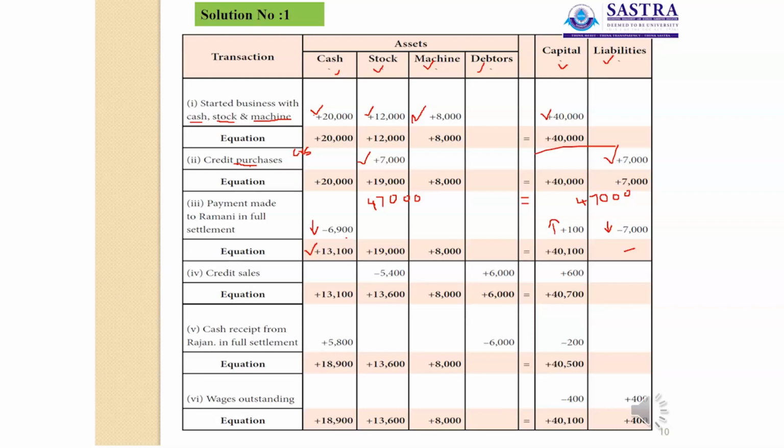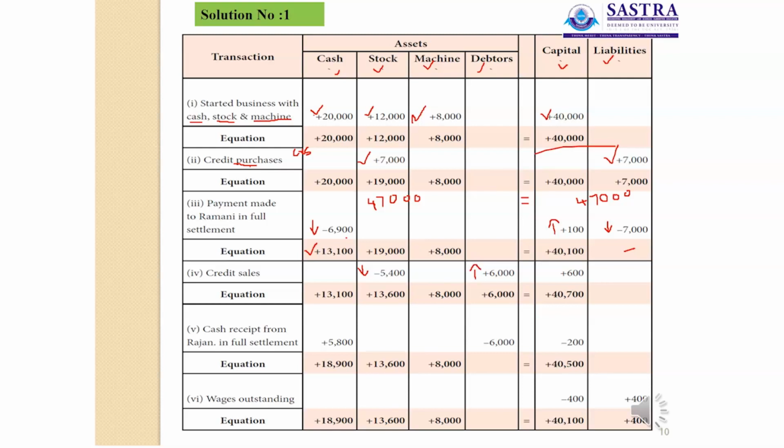The next one is credit sales. In credit sales, automatically the goods go out of the business, so the stock value decreased by rupees 5,400. Here the debtors' value increased, so debtors value 6,000 increased. The difference between these two, rupees 600, is considered as profit.